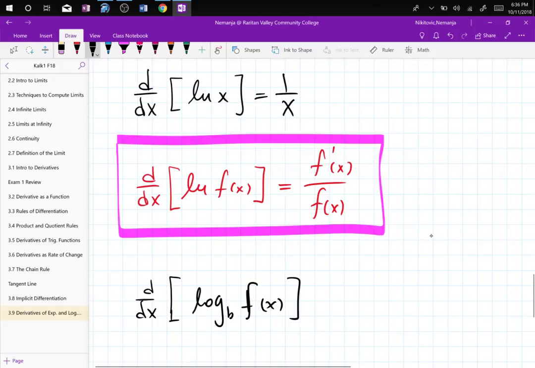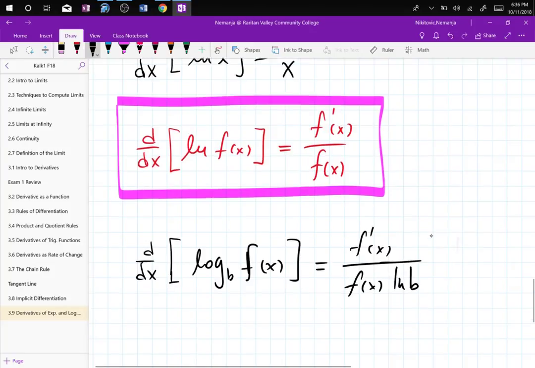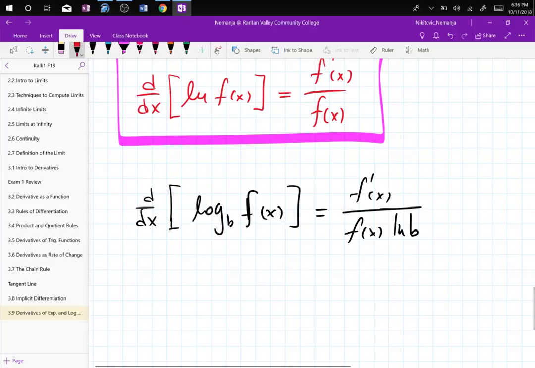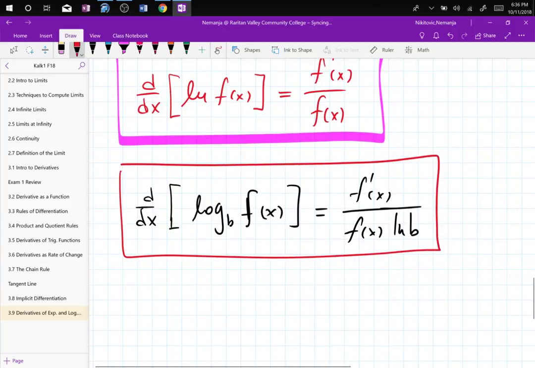So what is the derivative? It's the same derivative. F prime of x over f of x, and then you just have your ln b in the denominator as well. So this formula deserves the box, obviously, but that's not the formula that you will be using 90% of the time or 95% of the time. It's the one above that you use pretty much all the time.